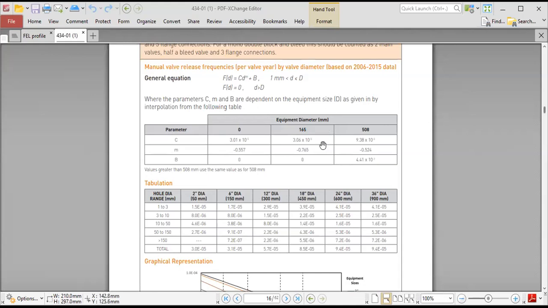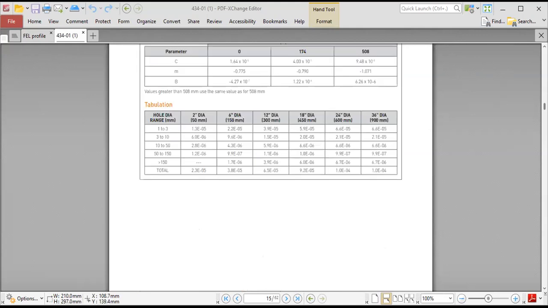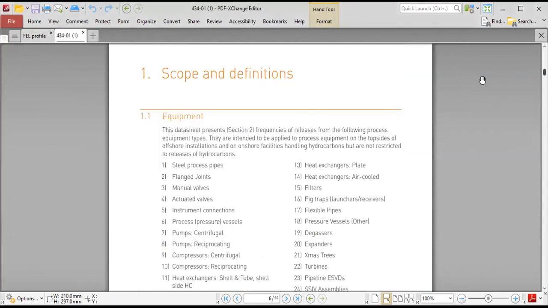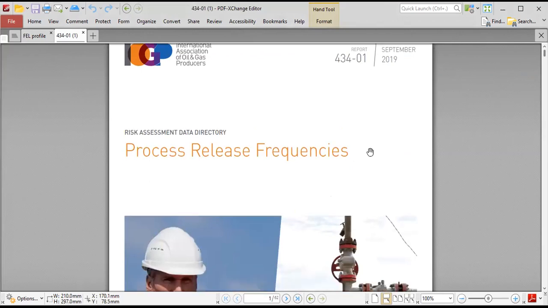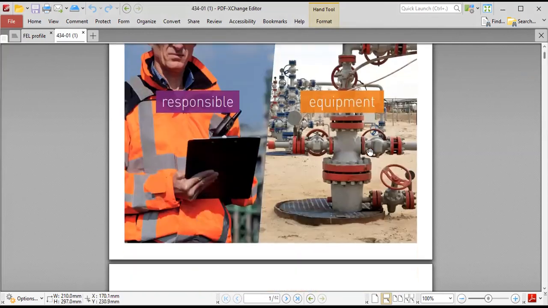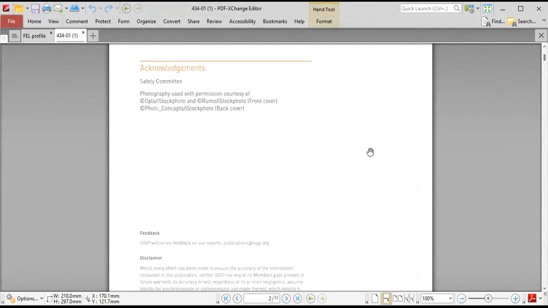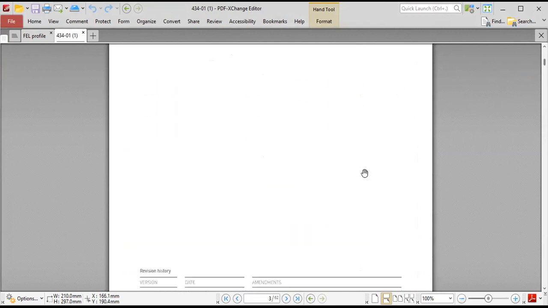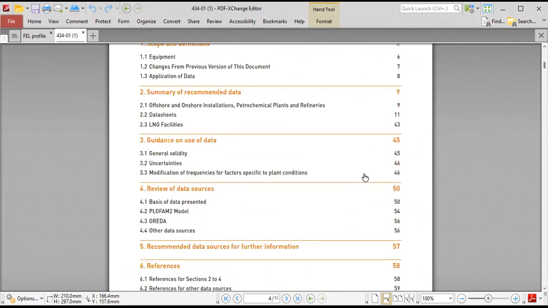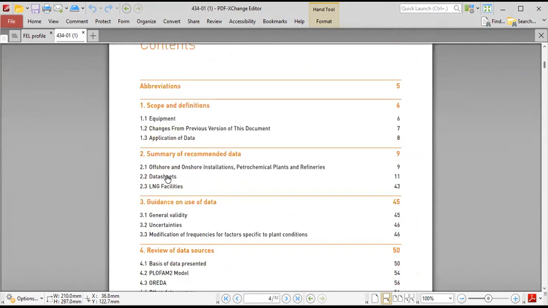So, I'm going to start off with the OGP. Looking at the OGP, you can see that it will process release frequencies. So you want to know how to merge that with your part count to do a frequency analysis. Basically, the important tables, sorry, I'm not one of the most patient people on earth, are these data sheets. That's where you want to focus on 2.2.